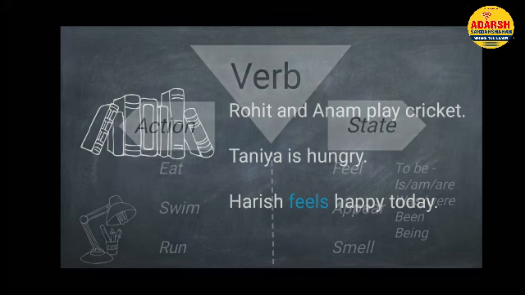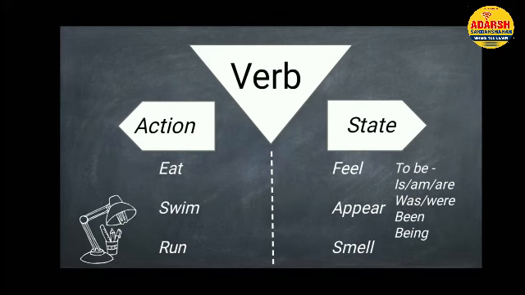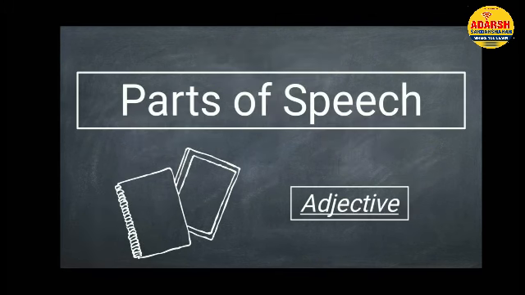Okay, so let us revise what a verb is. A verb is a word used to express an action or a state of a subject. Actions may include eat, swim, run, while states may include feel, appear, and smell. Also, to-be verbs like is, am, are, was, were, been are also stative verbs which define the state of being. So let us go to our next part of speech, which is adjective.